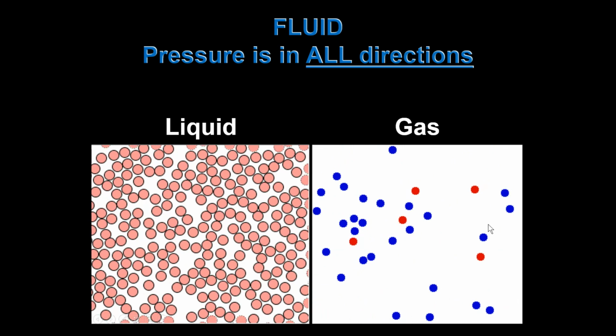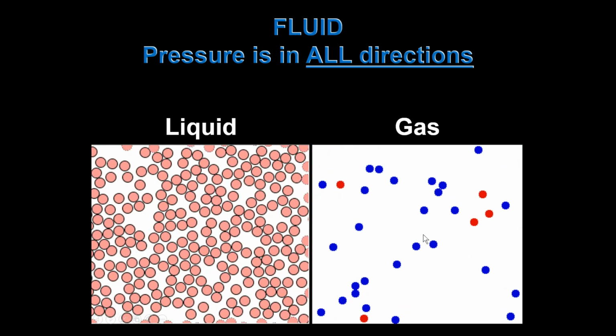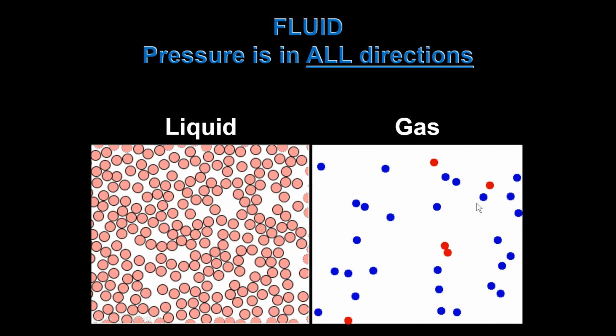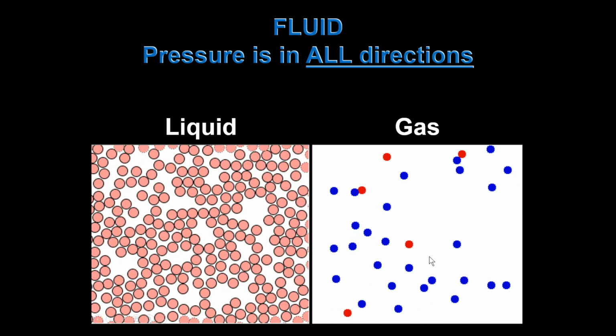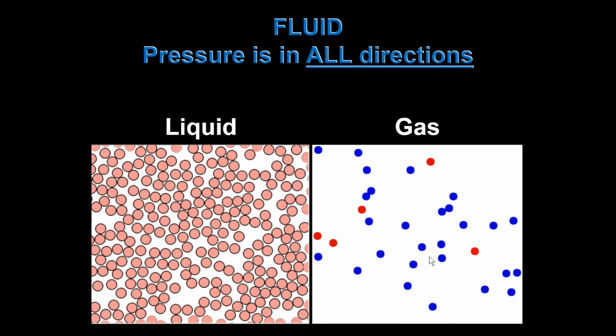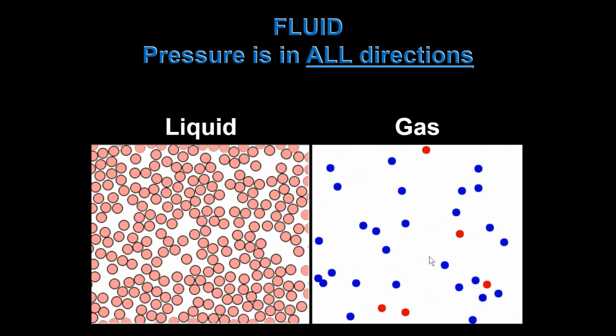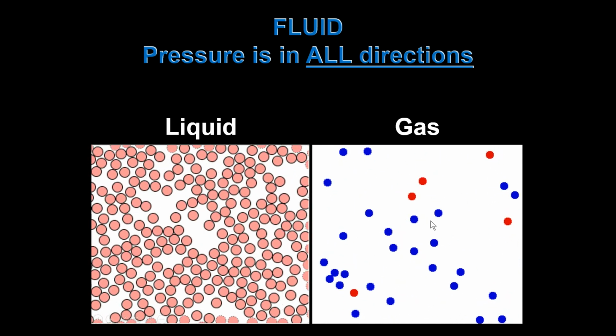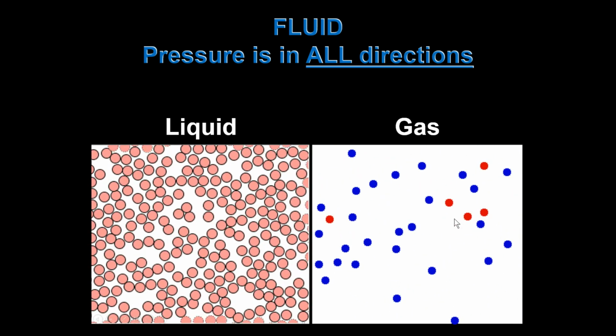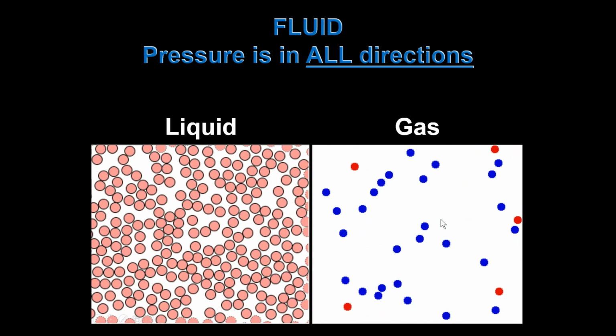Gases, the molecules are a lot farther apart, but they're moving much more freely. But again, if you have an object submerged in a gas, there's going to be pressure against that object because of the collisions of the molecules. And those molecules are moving in all directions, so the collision could happen in any direction.